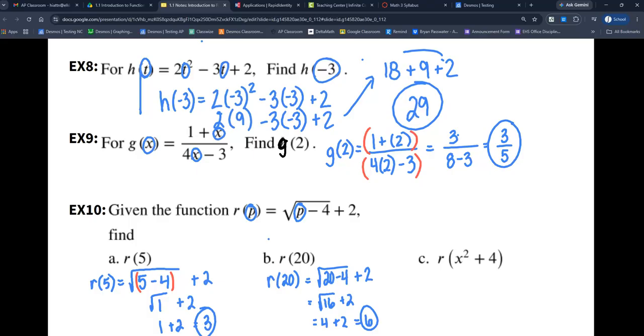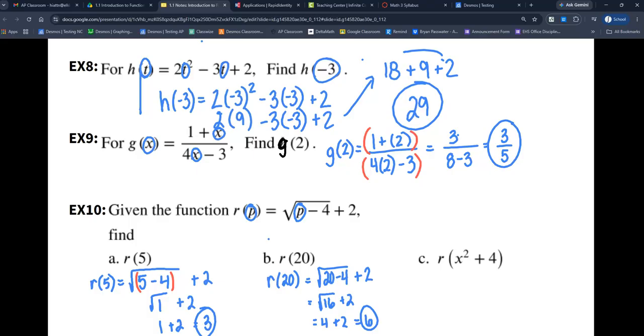So then to do the square root, you have to ask yourself, what number times itself gives me 16? And 4 times 4 is 16, right? So that is the square root of 16. And then 4 plus 2, of course, gives us 6. We weren't having trouble with that. So we were messing up earlier than those. Okay, questions?